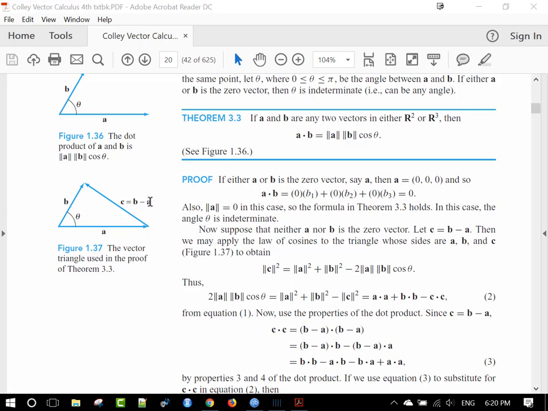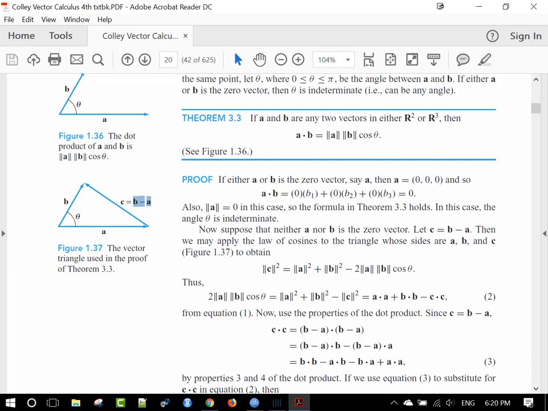Now I always can't remember, does B minus A go from A to B, or does it go from B to A? The way I check it is: which do I have to add, A or B, to this to get B?